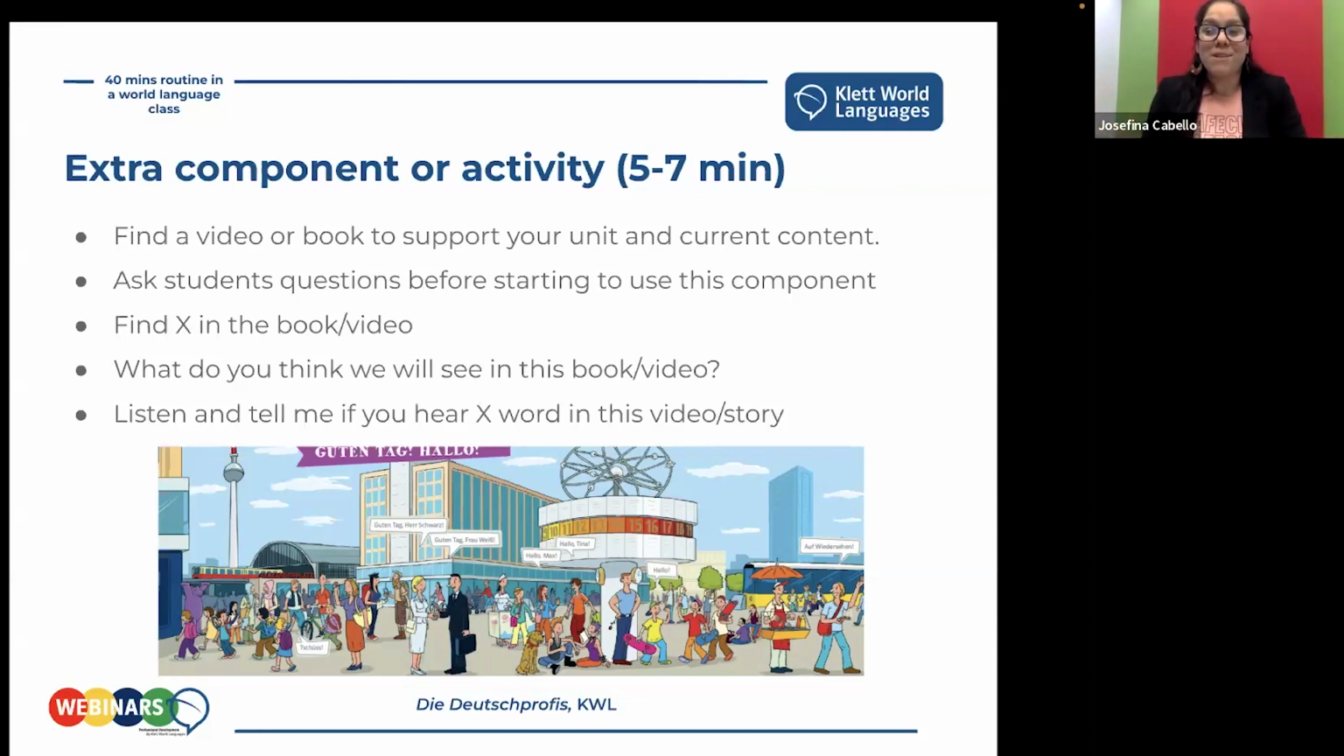So the possibilities are endless, but it's very important that, again, you are the one who's asking the questions so they can find it, and they can support whatever unit or whatever theme you're doing with your classroom. That we can move over to our next slide.